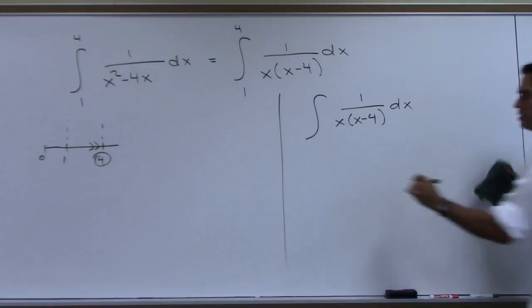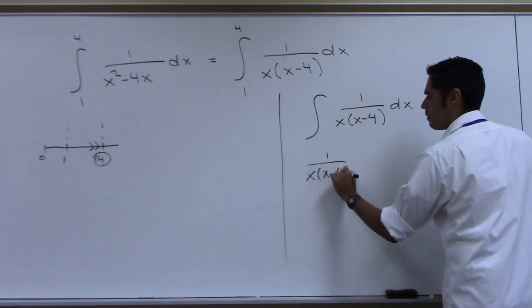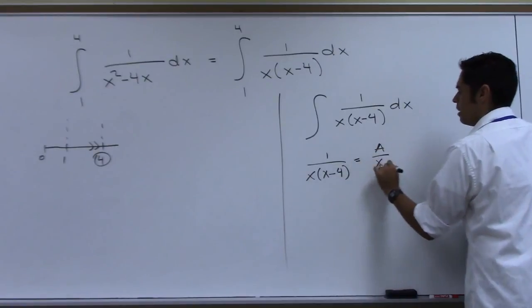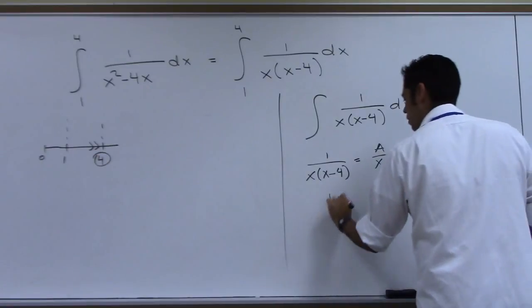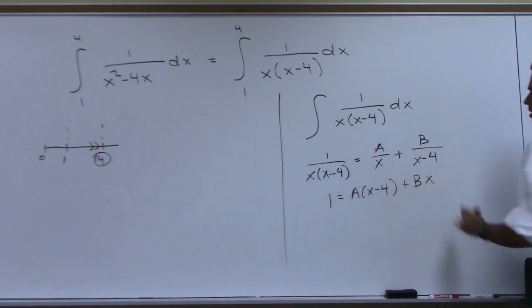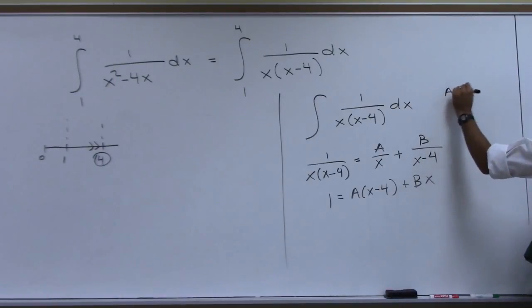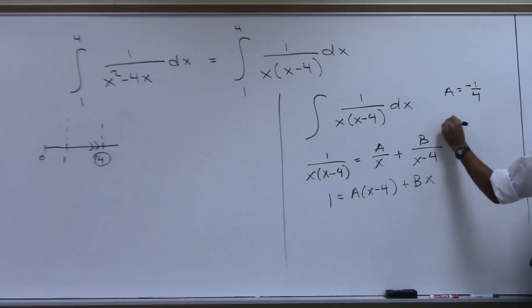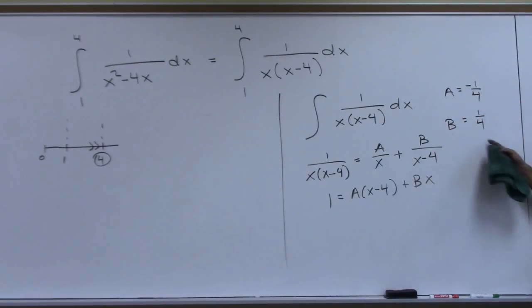All right, so I'm going to do this quick. I'm going to rewrite this as A over x plus B over x minus 4. We have 2 distinct linear factors, right? And that gives me 1 equals A times x minus 4 plus Bx. And then when I start plugging in to kill things off, I get A is negative 1/4, and B is 1/4. Anyone agree? Okay. So that's what you should get if you do your partial fractions correctly.